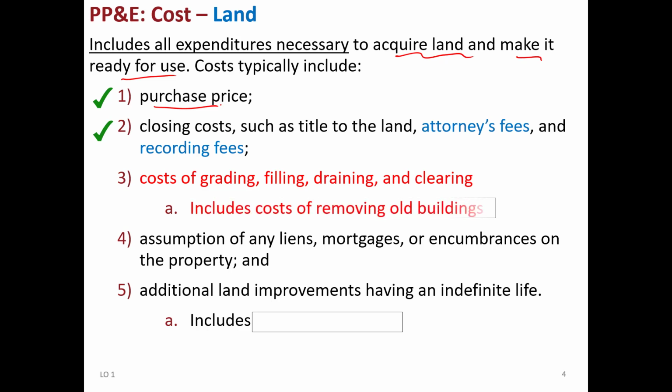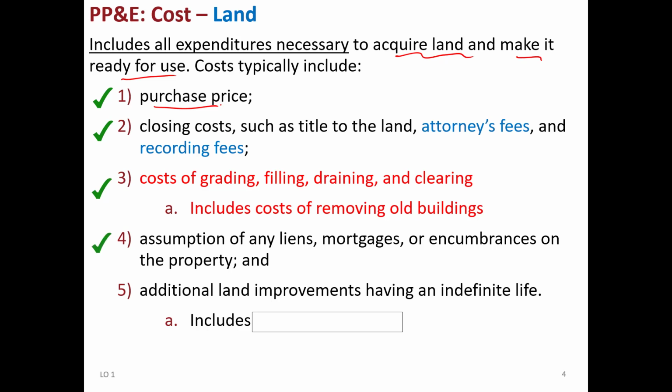And these costs also include the cost of removing old buildings. So if there's a building on there and we don't want it, we may pay for it. But if we demolish it, we have got to include the costs associated with demolishing that building as part of the cost, because we need to get the land ready for use. That building is in the way, so boom, bulldoze that sucker. Whatever the costs are, that's part of the cost of land. We got to get the land ready for use.